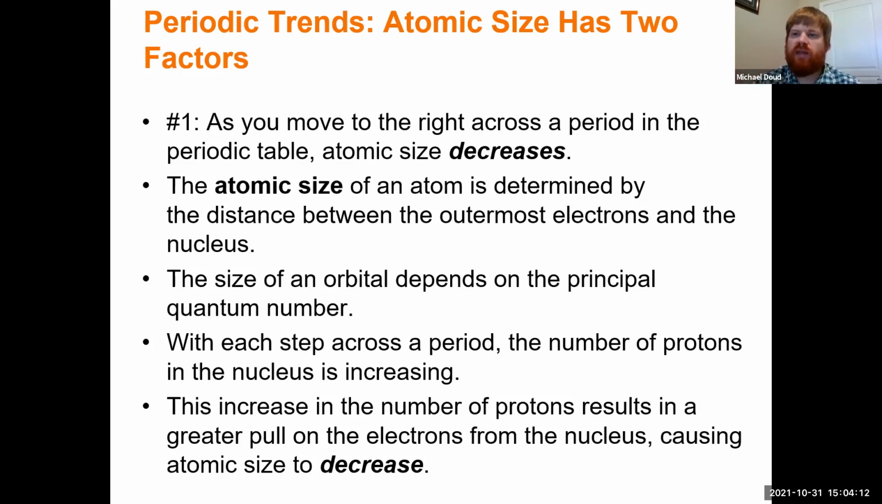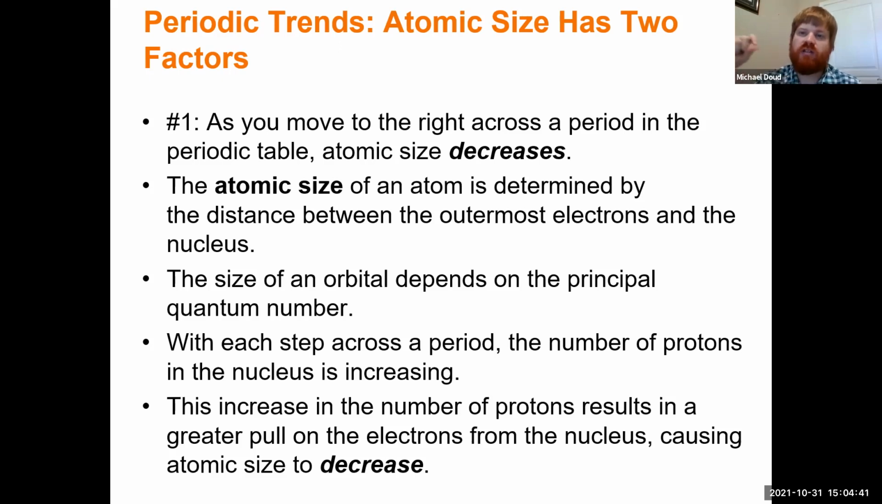Now this goes against what you might think because, oh, you're going left to right, you're adding more protons to the nucleus, you're adding more electrons to the electron orbitals. So surely the size must increase, right? But that's not the case. Remember, the atomic size of an atom is the distance between the nucleus and the outermost electrons. So when we add protons to the nucleus, what we're doing is increasing the charge of the nucleus.